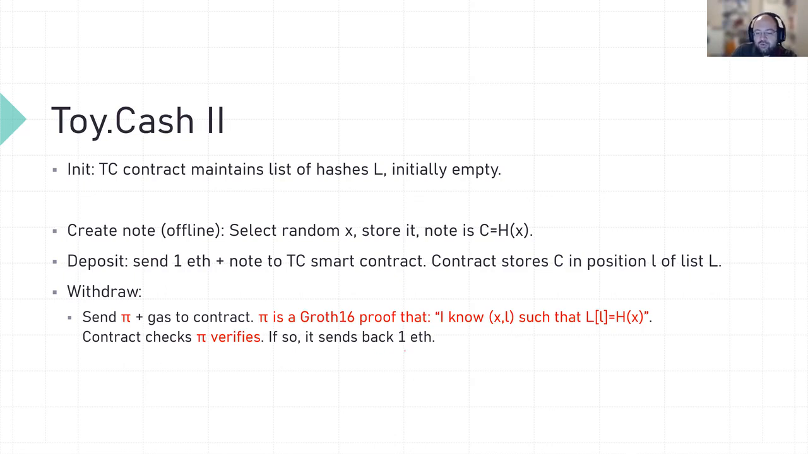And if so, it will send back 1F. So instead of sending X in the open, we will send a zero knowledge proof that we know the correct value of X that opens position L. And in this way, we will have privacy. Now, does this work?